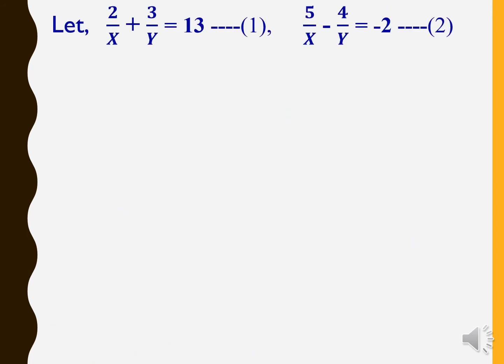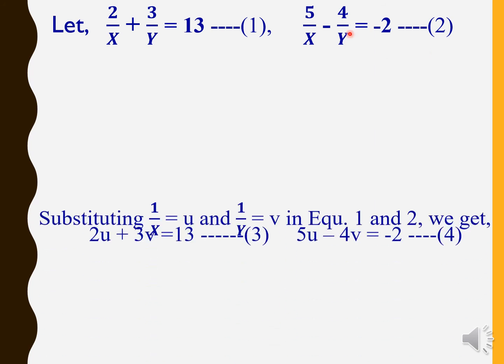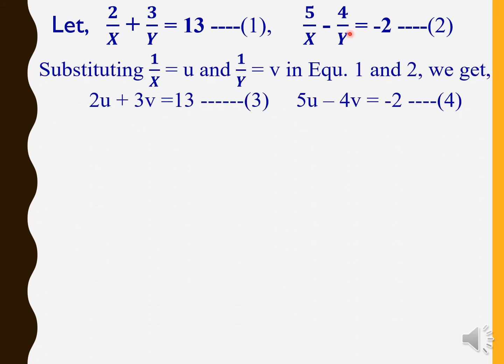Take these two equations: 2 by x plus 3 by y equals 13 as equation 1, and 5 by x minus 4 by y equals -2 as equation 2. First we have to transform them into linear form. So we'll substitute 1 by x as u and 1 by y as v, because we can see that 1 by x and 1 by y in both equations are the terms which are not in linear form.